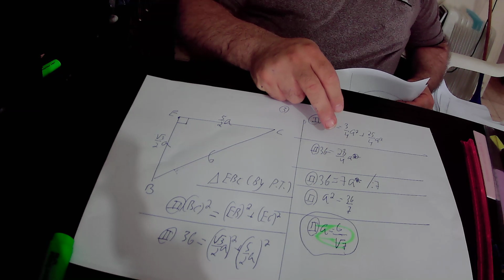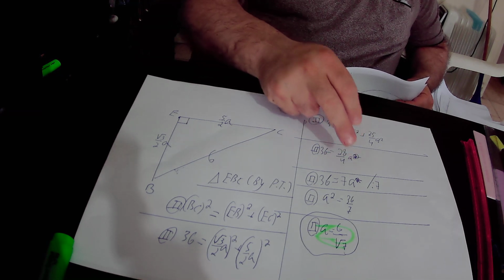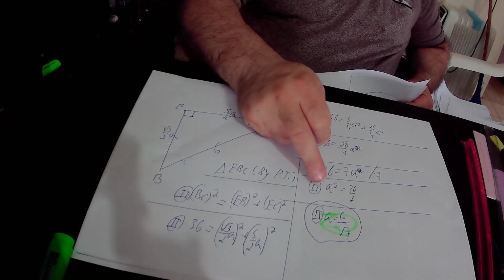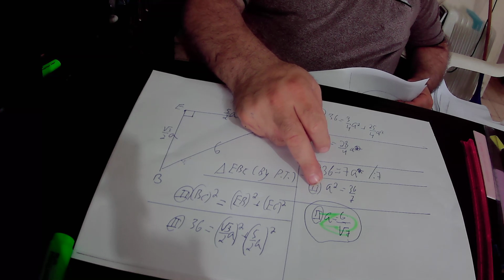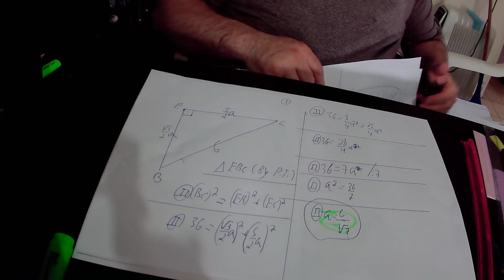We divided this equation by 7 and found out that A square equals 36 over 7. Then we took the square root of this equation and found out that A equals square root of 36, which is 6, over square root of 7. Okay?